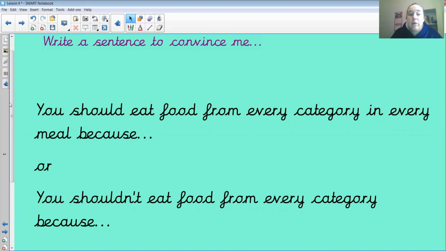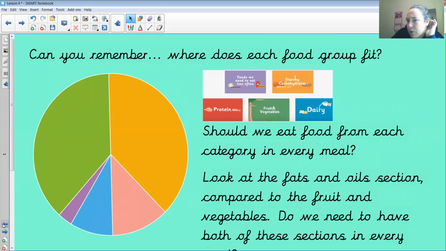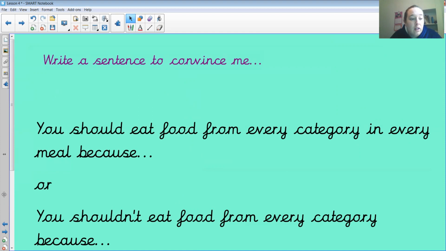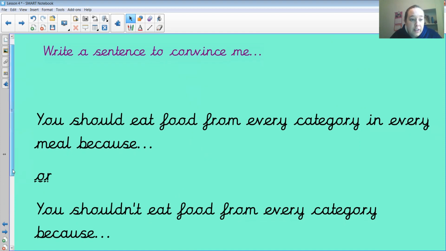Now have a think about what we were just talking about on the last slide. The different portions, the different sizes of the portions of the food categories. So like I was saying, yes, we need to have fruit and vegetables for every category, for every meal, but we don't need to have oils and fats in every meal. Now, can you think why as you're putting that into your sentence? Okay, so you can pause the video.